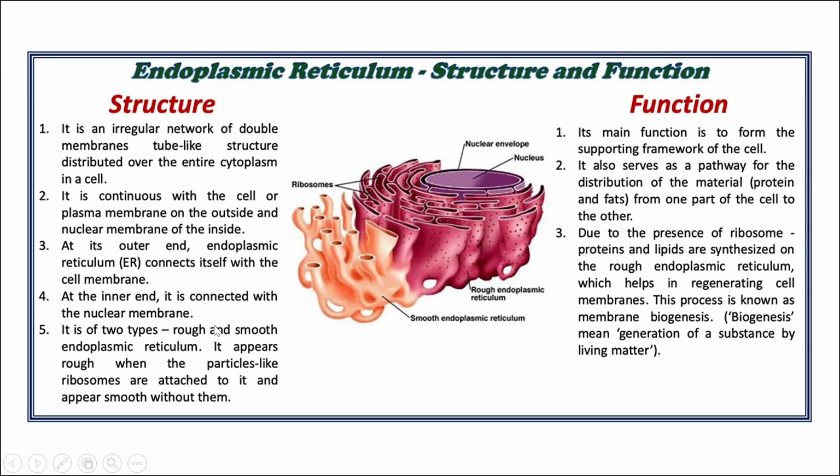It is of two types, rough and smooth endoplasmic reticulum. It appears rough when particles like ribosomes are attached to it, and appears smooth without them. So what is the function?